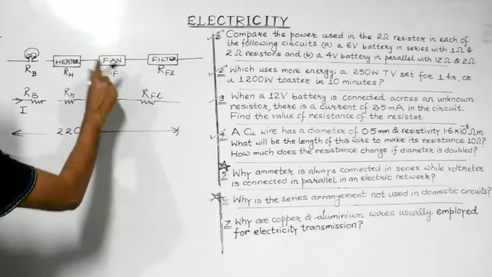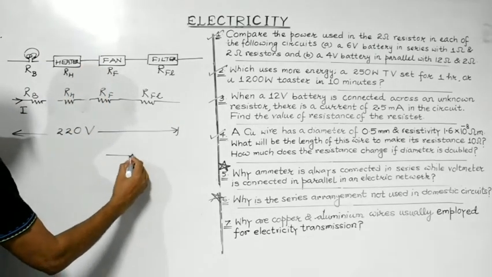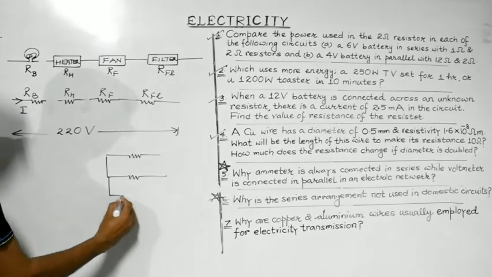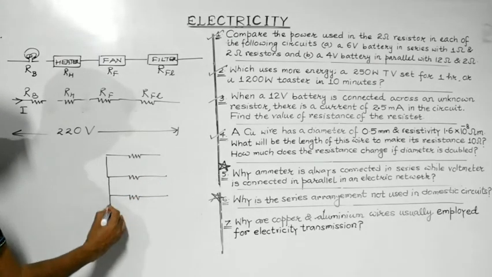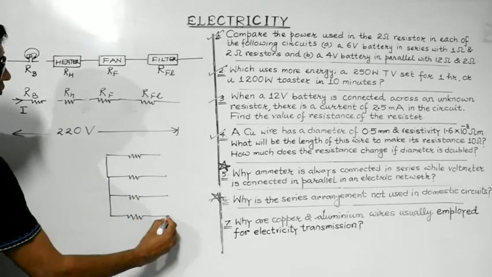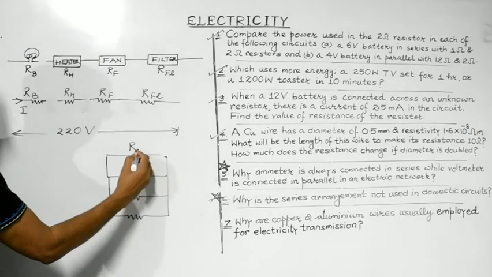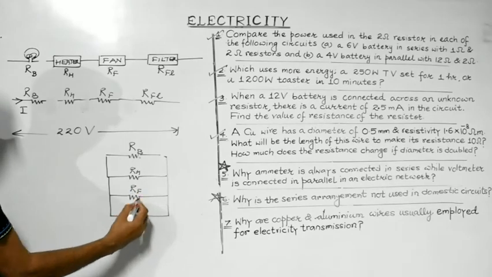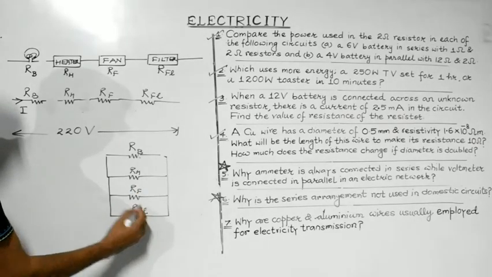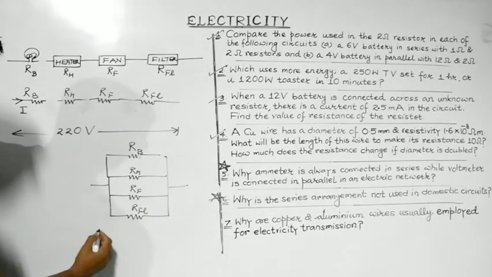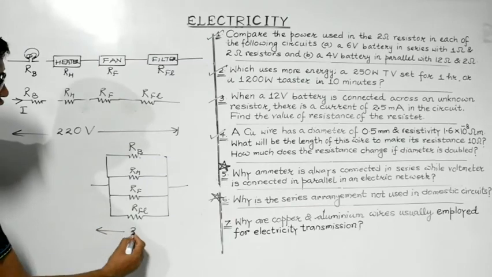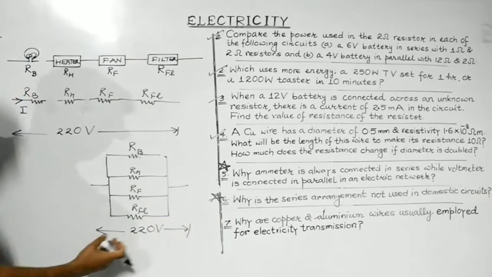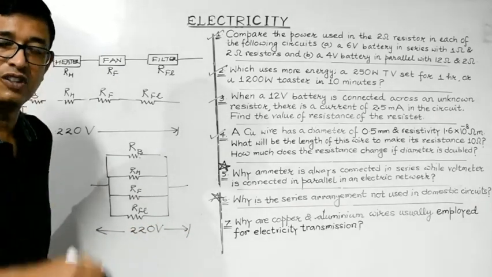And in case these devices are connected in parallel, then what would happen is, this is the parallel combination. So both the drawbacks can easily be overcome. This is, suppose, the bulb, this is, suppose, the heater, this is, suppose, the fan, this is, suppose, the filter. All are connected in parallel. So in parallel the potential difference is constant. So all these electrical devices will operate at the same voltage of 220 volt.